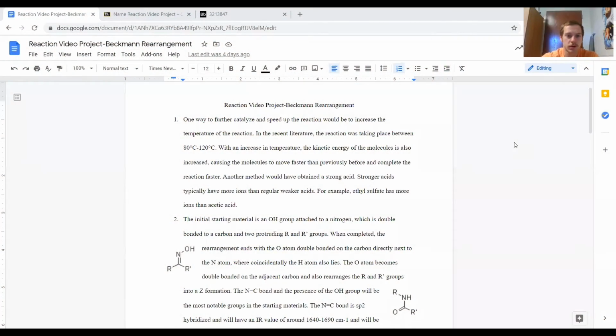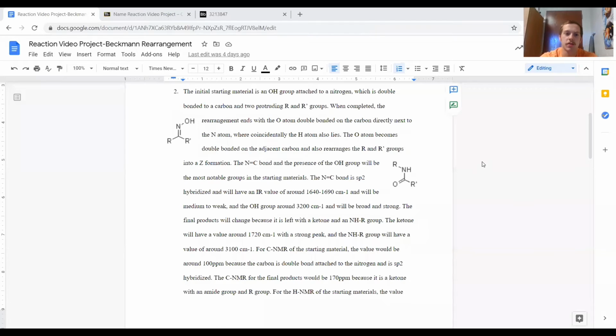So one of the two questions is about catalyzing the reaction. One way to further catalyze the Beckmann rearrangement would be to increase the temperature. With an increase in temperature, kinetic energy in molecules also increases, and they move faster than previously, and therefore, by definition, the reaction will move faster. Another method would be to use a stronger acid, due to high toxicity and leaving group and stuff like that. The reaction would overall react faster and better than if you would have a weak acid.